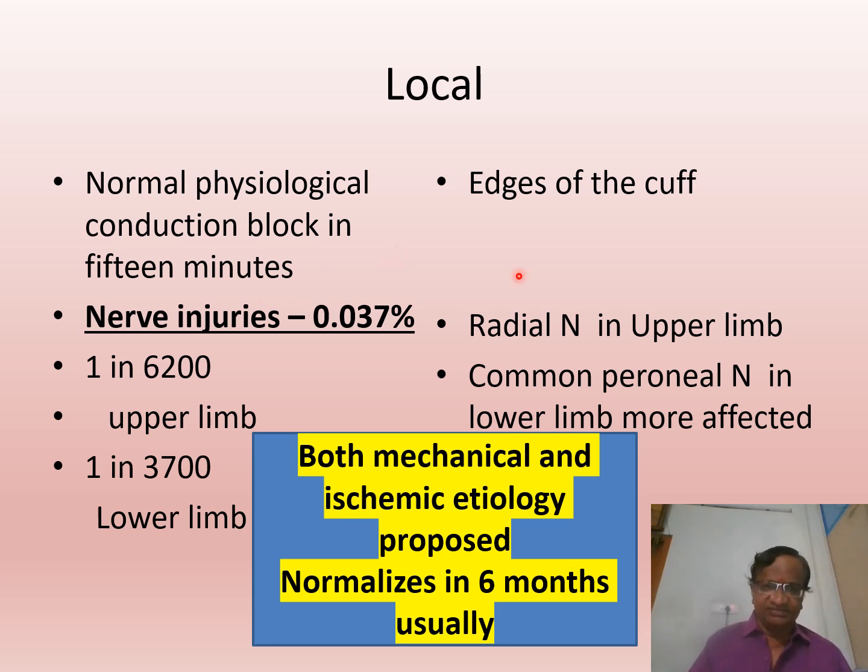And there may be more. Nerve injuries are 0.037%. Radial nerve in upper limb, common peroneal nerve is more. Edges of the cuff, beware. If you think the edges of the cuff is close to your nerve, dangerous. Both mechanical and ischemic etiology proposed; normalizes in 6 months usually. Any conduction problem, usually 6 months it becomes normal.